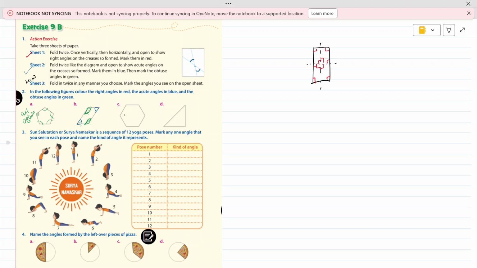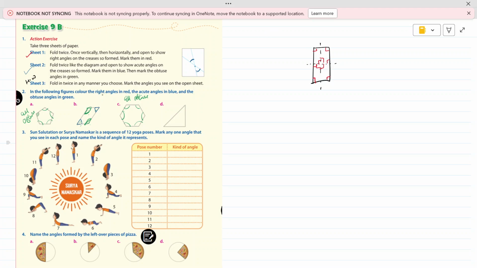Coming to C part. So kids, if you see here at every corner, both the lines are making angles greater than 90 degree. That means everywhere we have obtuse angle again. So in this figure, I am writing all obtuse. All obtuse. Now the last figure we have.